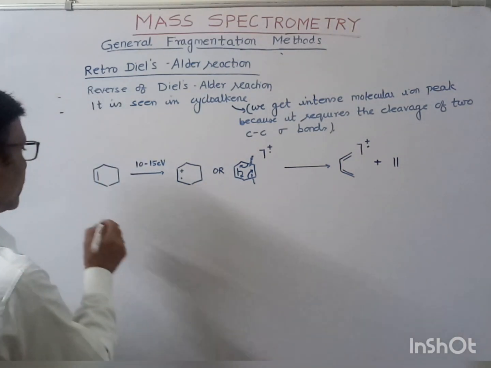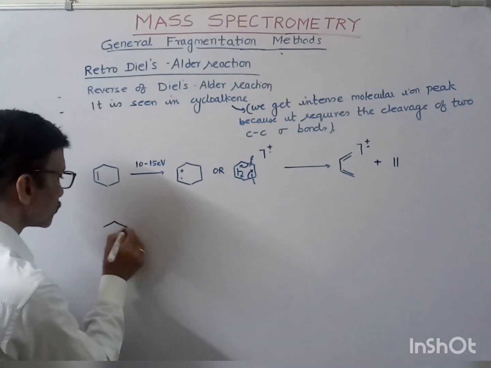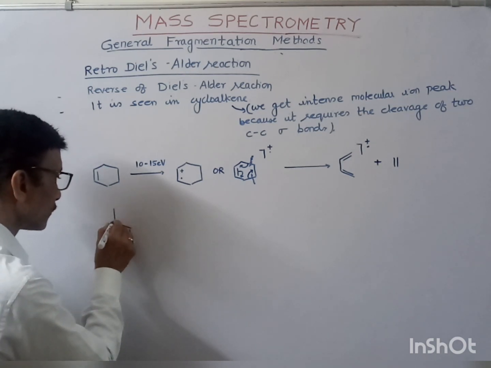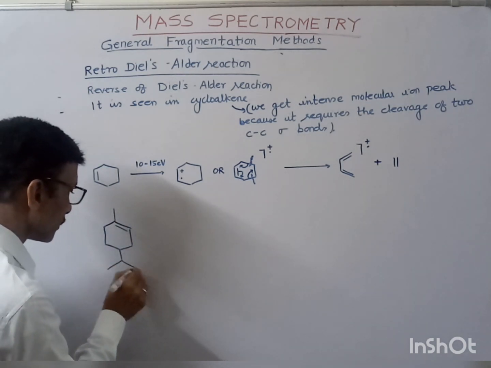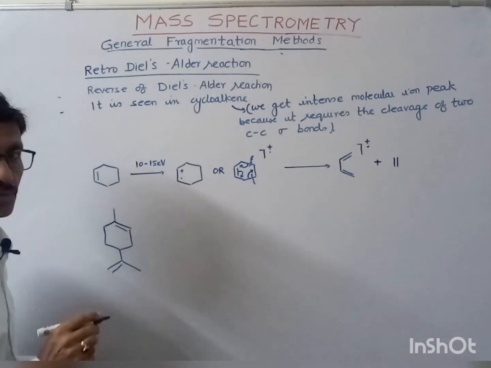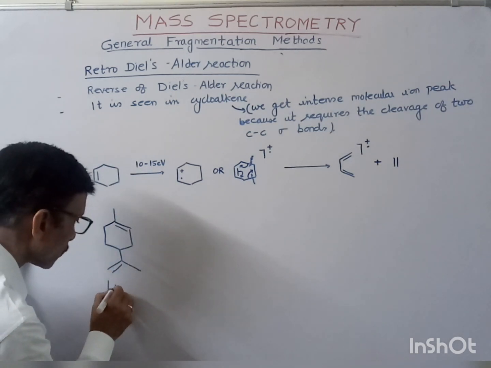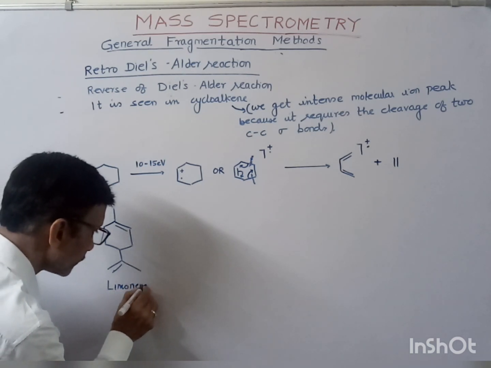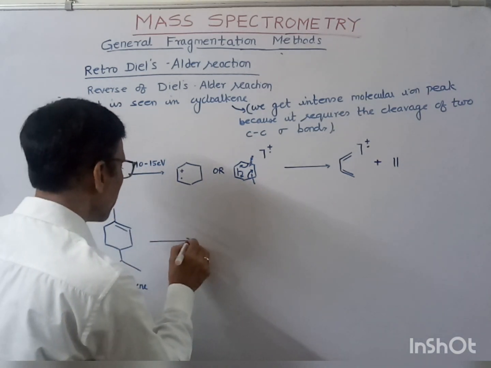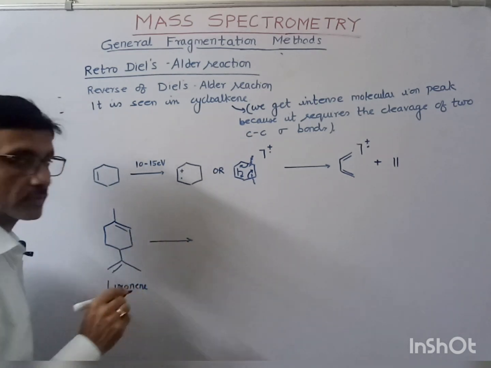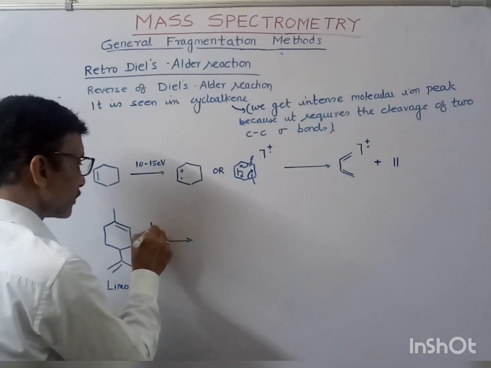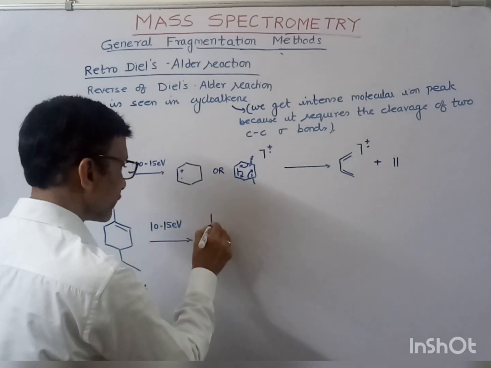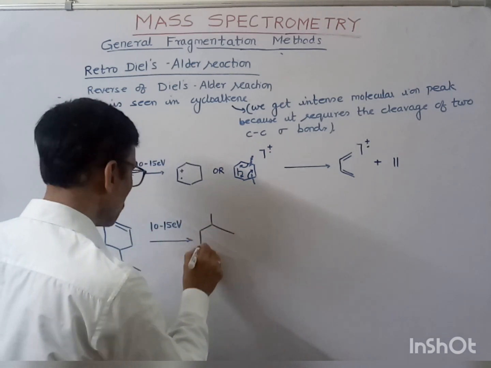In the same way, let us see another example. Suppose I have, now, this is a well-known natural product, that is limonene. This is limonene, and first of all, suppose you want to fragment it, first it will be converted into the molecular ion, and this molecular ion we may show.